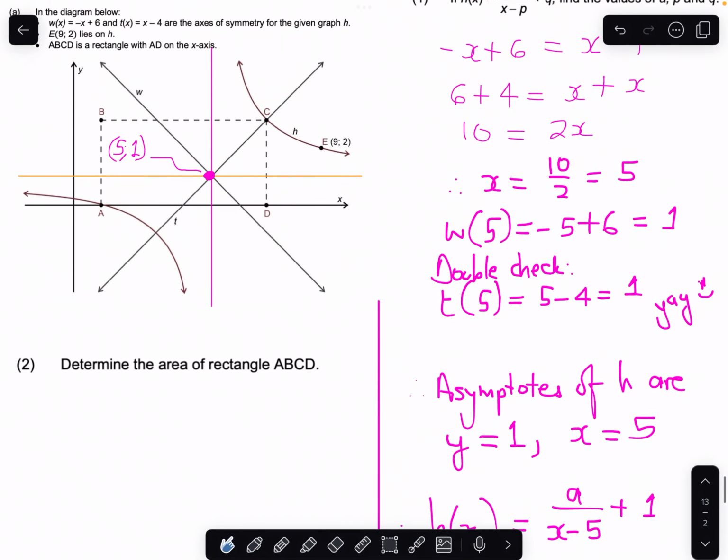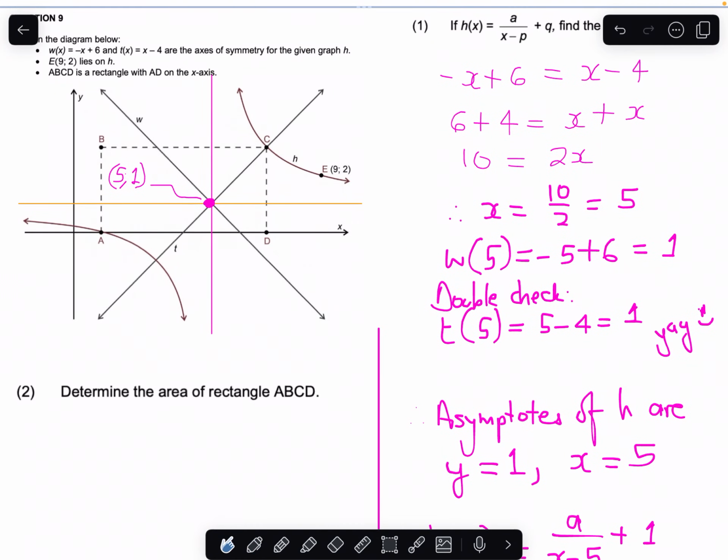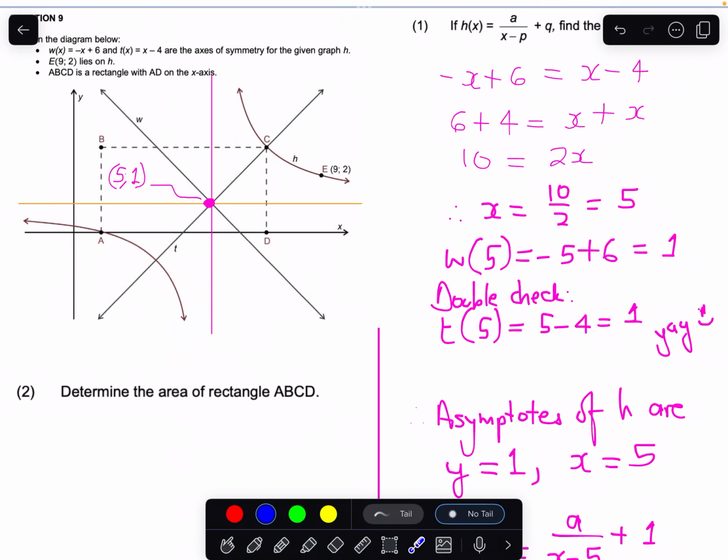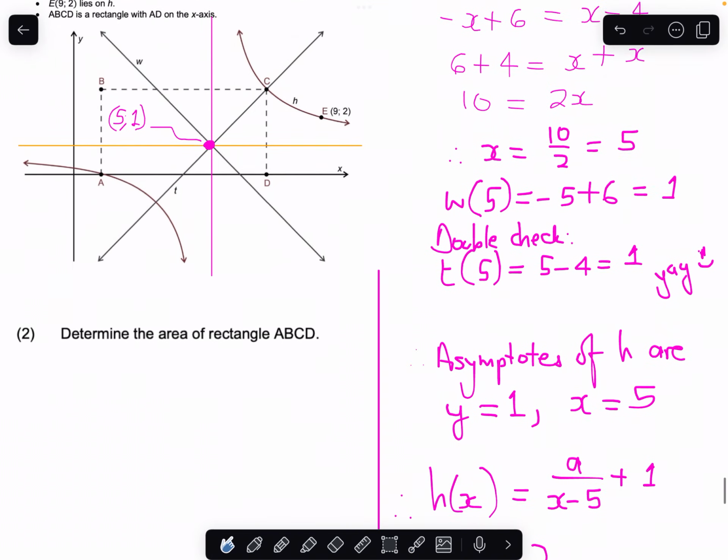Now for the next question. Determine the area of rectangle ABCD. In order to do that, we need to find the coordinates of A and the coordinates of C, because once we have the coordinates of C, then we know the x coordinate of D. The x coordinate of A will be the same as B's, and the y coordinate of C will be the y coordinate of B. So if we can find these 2 points, then all is well.